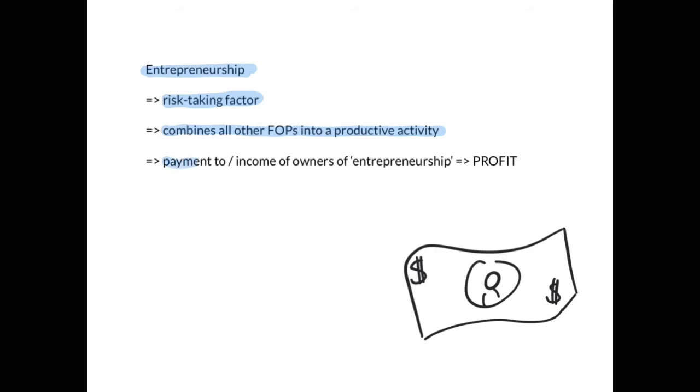The payment to, which is the income of, the owners of entrepreneurship, or the entrepreneur themselves, we call their income or their payment profit. So the owners of land receive rent, the owners of capital receive interest, the owners of labor receive wages, and the owners of entrepreneurship or enterprise receive profit.